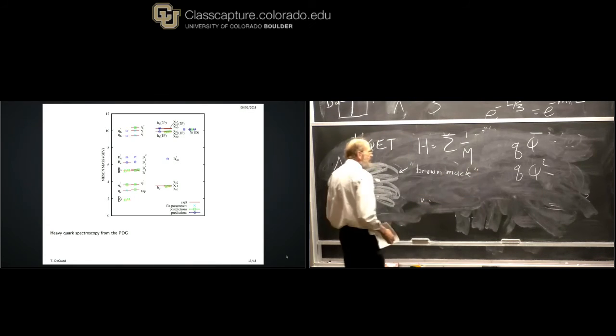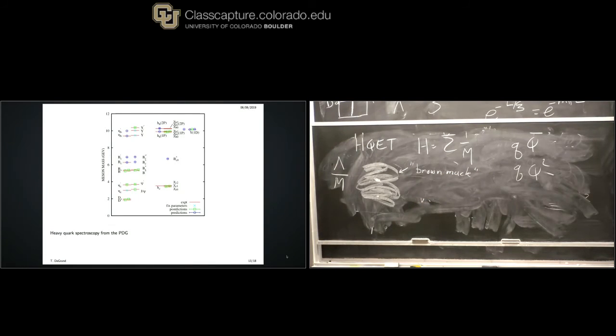Well, I spend my life calculating the brown muck, but what theories like this will tell you is that the splitting between, say, the spin 0 and spin 1 D mesons, and the splitting between the spin 0 and spin 1 B mesons, where you replace a charm quark by a bottom quark, are roughly the same.